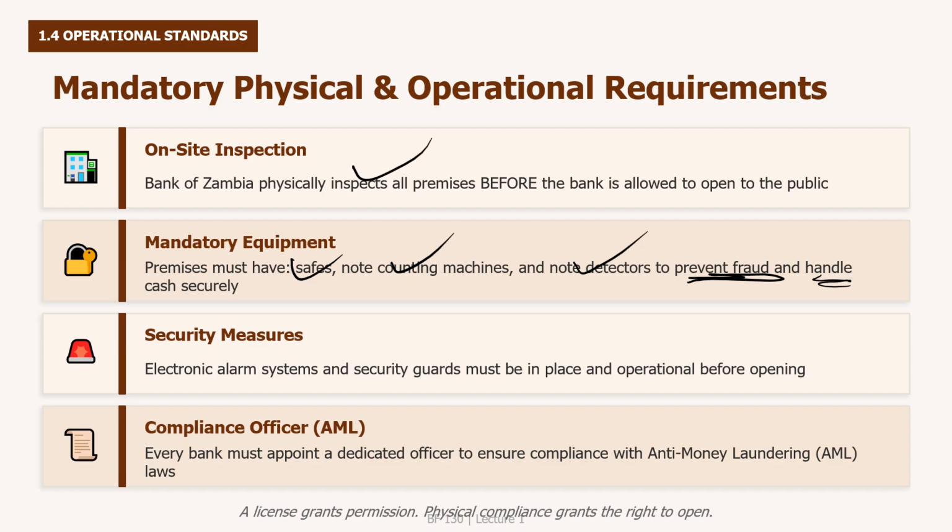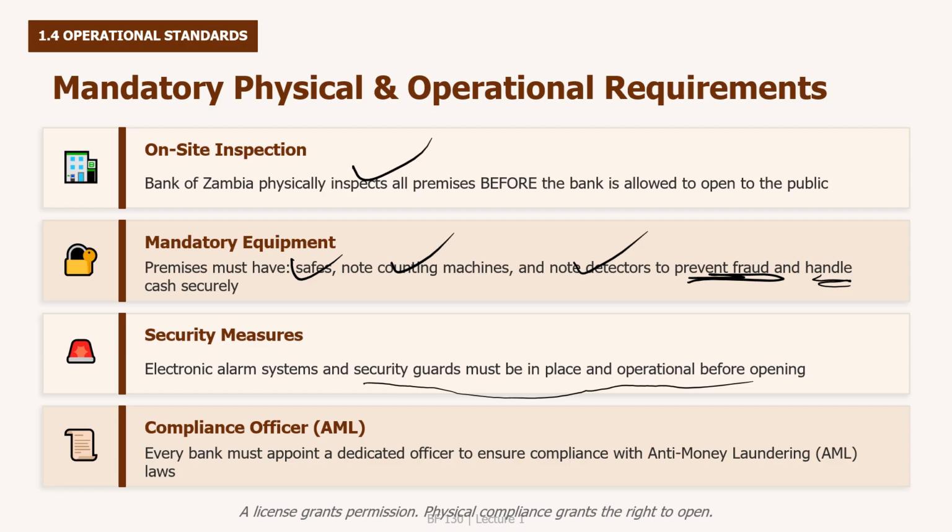Now, third is obviously security measures. So do we have our alarm systems? Do we have security guards at our premises? Okay, I think that is also important.